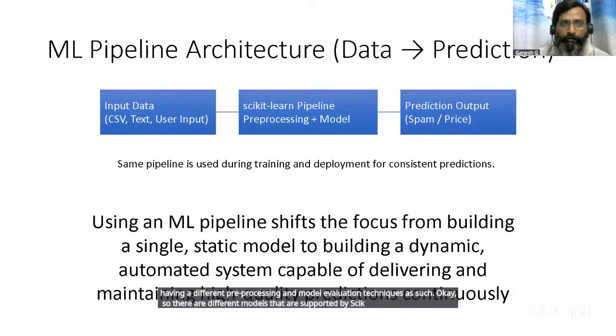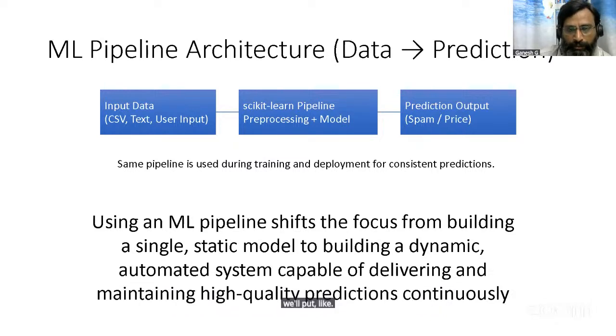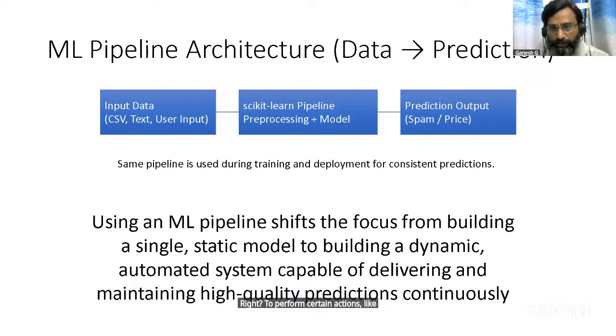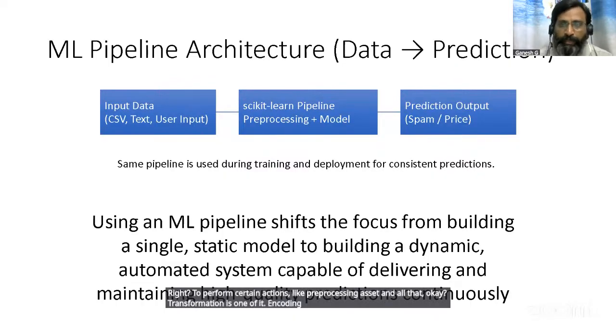Okay, so we'll put the ML pipeline architecture in three stages. One is you are inputting the data. What are the different activities that we perform on the input data itself? Then it goes to scikit-learn, which offers a range of libraries that can be used to perform actions like pre-processing. Transformation is one of them, encoding is another. And then the prediction or the output, which is what we are looking for.